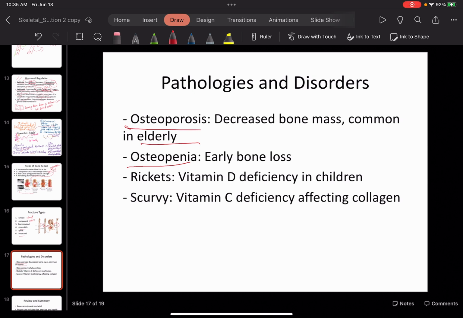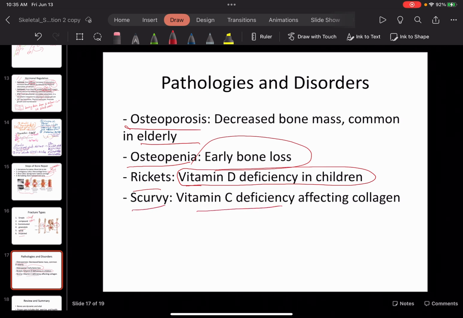Osteopenia is early bone loss. It is not only in the elderly. It can happen in any age group. Rickets is a vitamin D deficiency in children. Scurvy is a vitamin C deficiency. So vitamins C, D, and calcium are very important for maintaining the skeletal system, that homeostasis, and maintaining healthy bone.